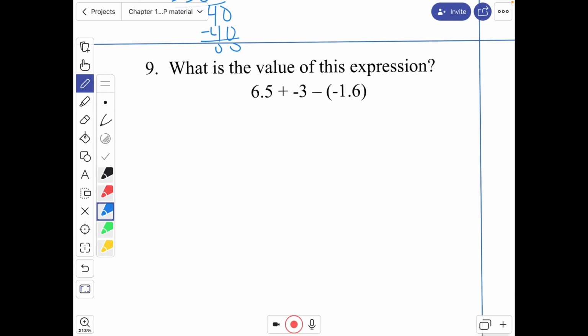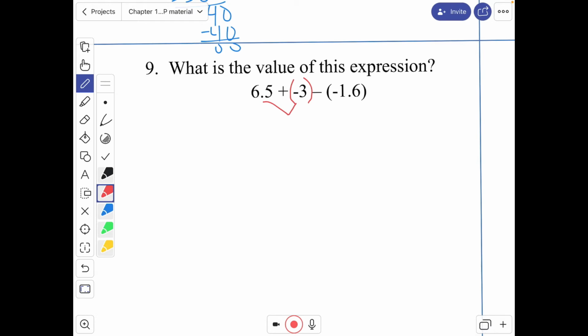Number 9. What is the value of this expression? Now, it's 6.5 plus, and I don't know why this one isn't in parentheses, but negative 3 minus negative 1.6. Let's take it two numbers at a time. So 6.5 plus negative 3.